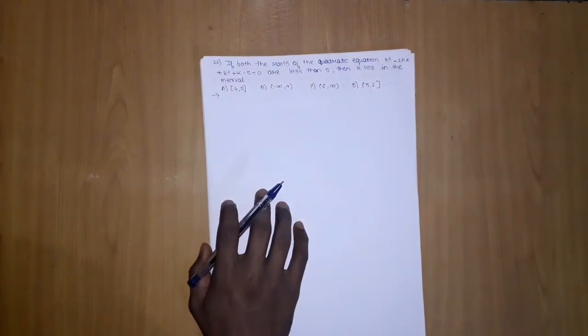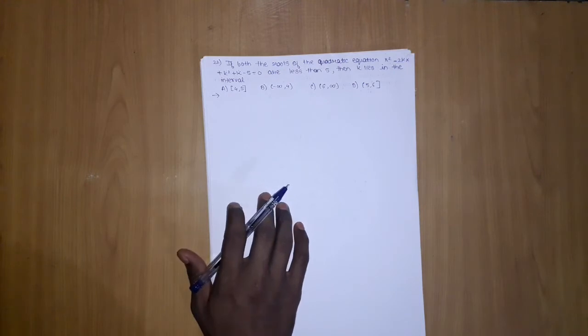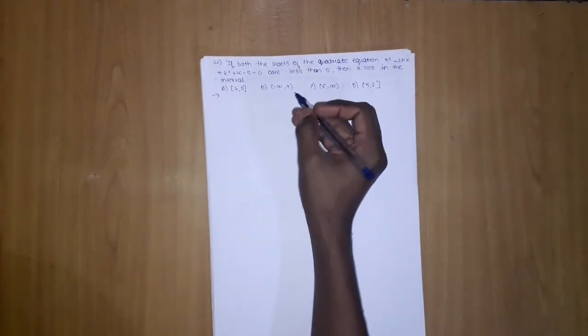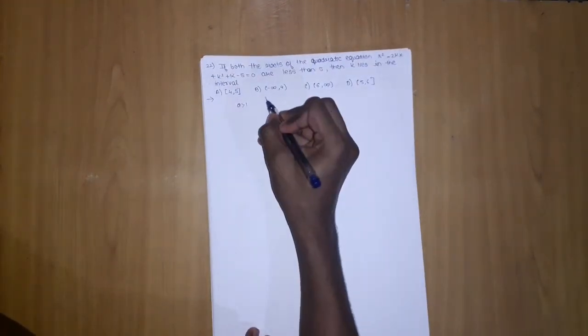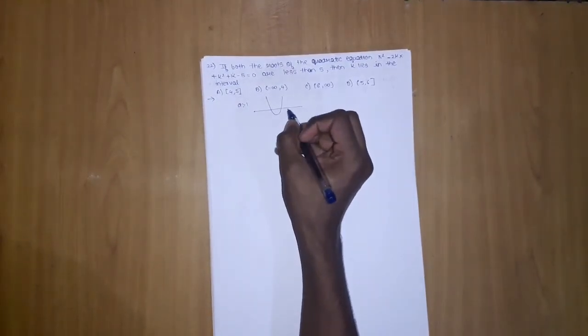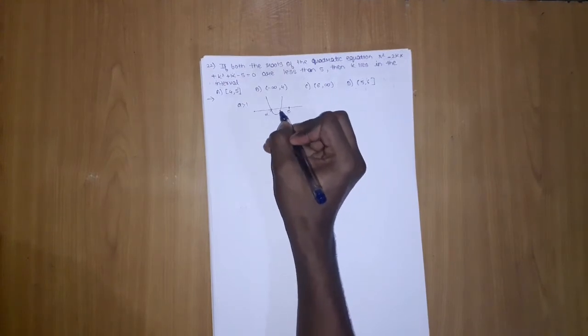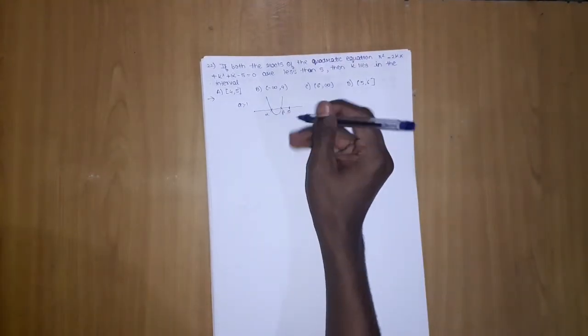Question 22. If the roots of the quadratic equation x square minus 2kx plus k square plus k minus 5 equal to 0 are less than 5, then k lies in the interval. Both roots are less than 5. Here a is greater than 1, and we know the graph will look something like this. 5 will be here, and alpha and beta, both roots, are less than 5.